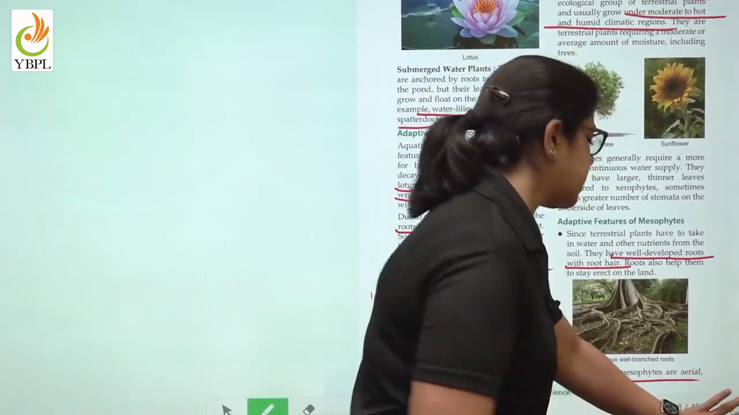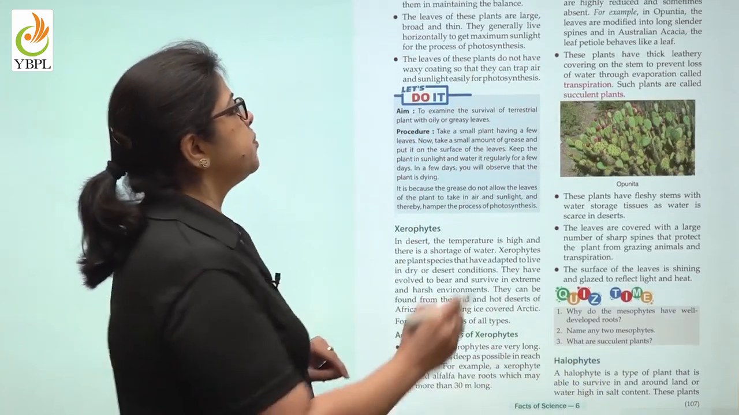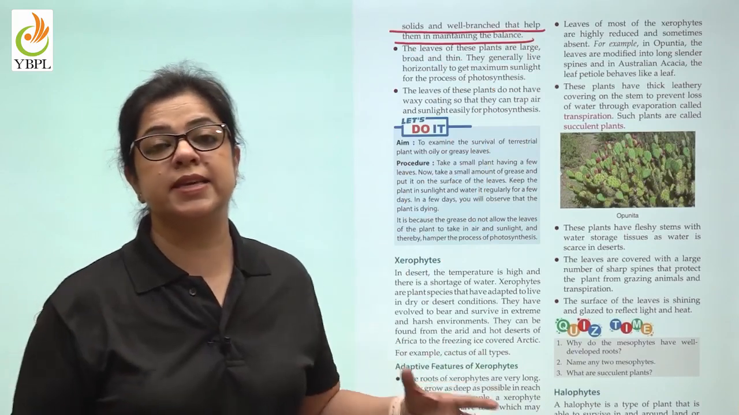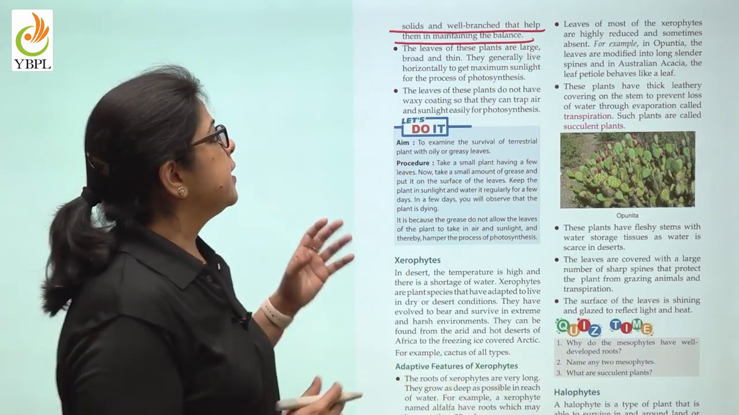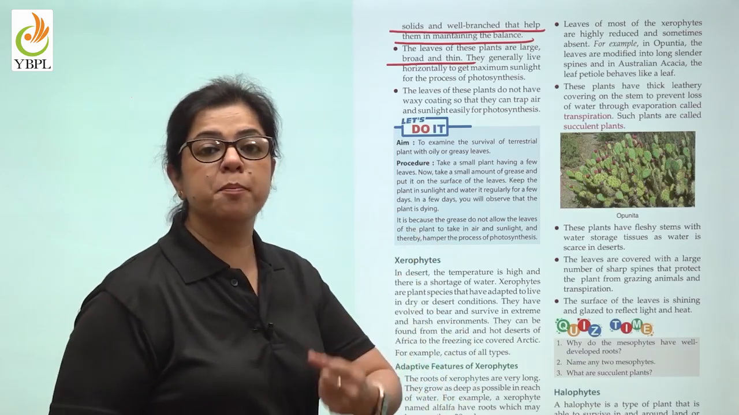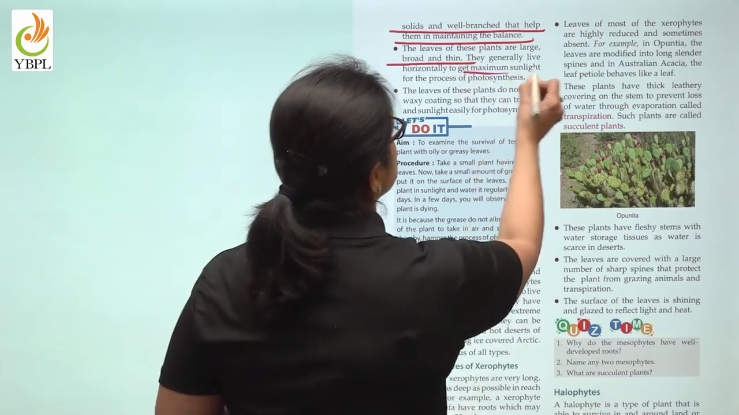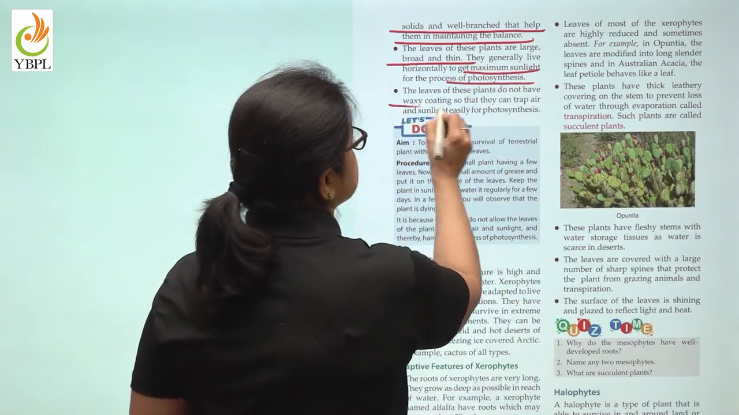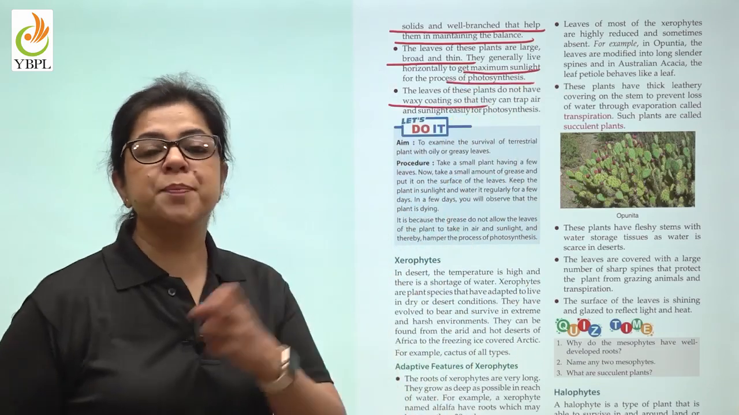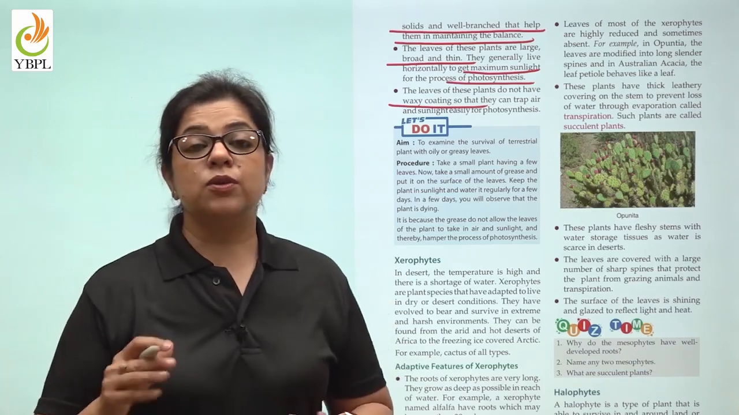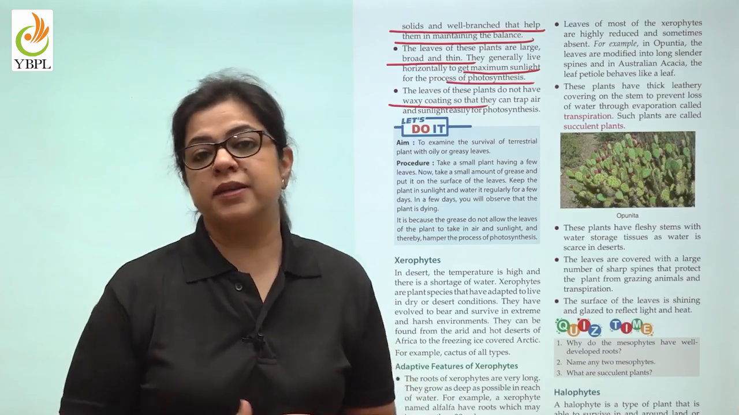Then the stems are aerial. That means they help in the balancing of the plant, as you can see in case of banyan tree. The leaves are broad and thin so that they can absorb maximum sunlight for the process of photosynthesis. The leaves do not have a waxy coating so that they can trap air easily for the process of photosynthesis. Now this was where water is abundantly available.